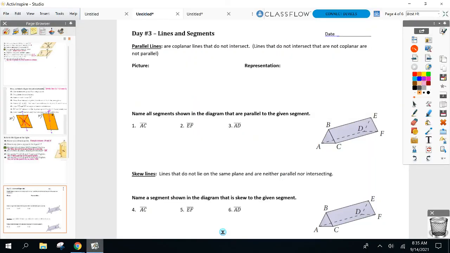All right, parallel lines. I know this is a pain, but do you guys mind doing the cube again for me? Draw a cube again, just like we did yesterday for coplanar.